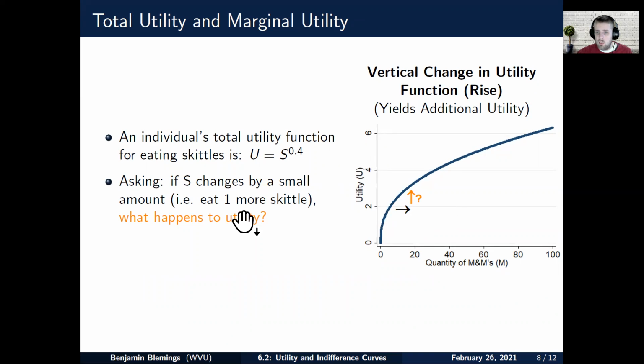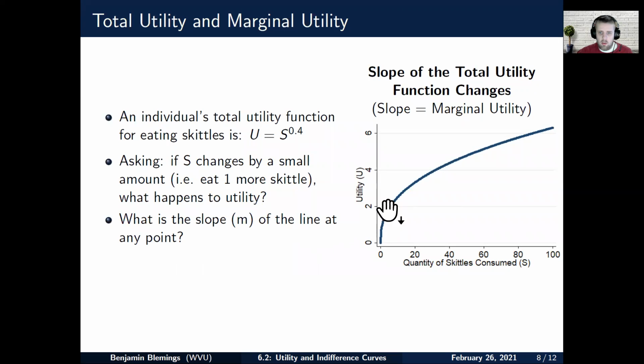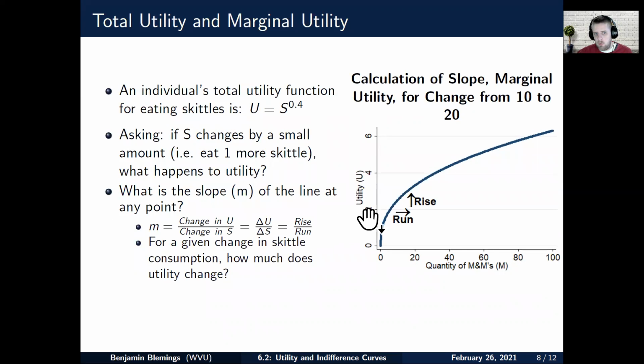what happens to your total utility? This should look familiar. This is the slope of the line between 2 points. Our slope is just our change in utility divided by a change in the amount that we consume. In this case, we have a change from eating 10 Skittles or M&Ms to some increase in our utility here. So say it goes from like 2 to 3.